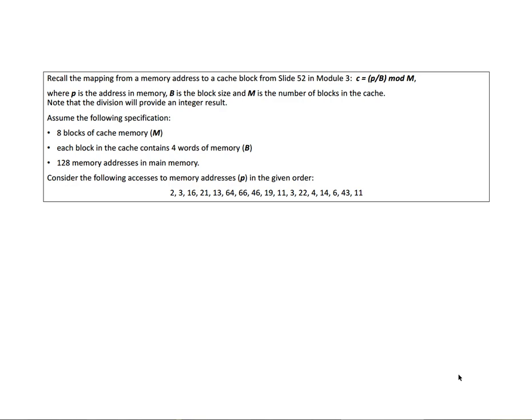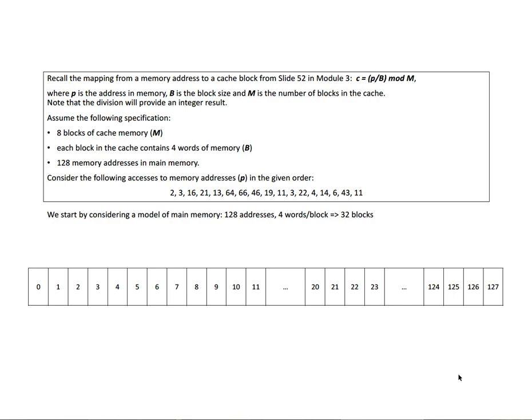Recall the mapping from a memory address to cache block from our slide 52 in module 3. The formula being the cache index is equal to the address divided by the block size, where that's an integer division, mod m. And we're going to assume that we have 8 blocks of cache memory, that the block size is 4 words, and that there are 128 memory addresses altogether in main memory. So we want to consider the following accesses to memory, and we'll go through those individual accesses later on.